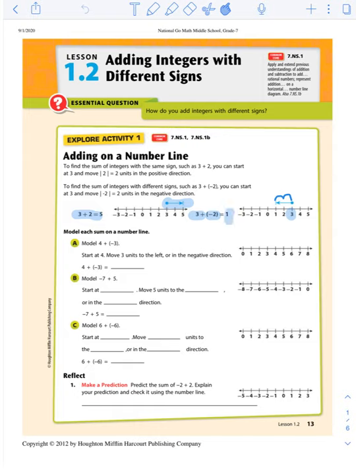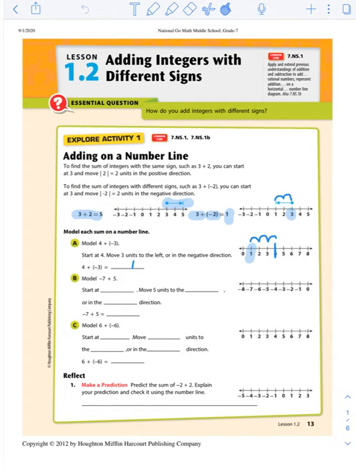All right, so let's practice some of these. Model 4 plus negative 3 on the number line. So we're going to start at 4, and then we're adding negative 3. So we're going to move 3 to the left. So 1, 2, 3. We end at positive 1.